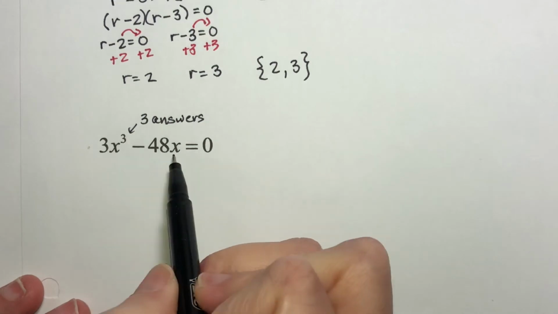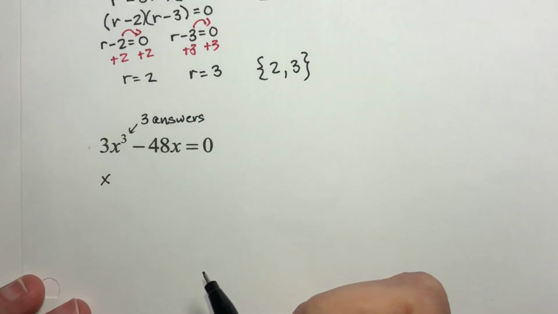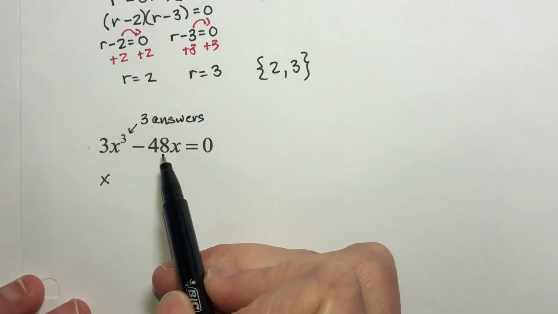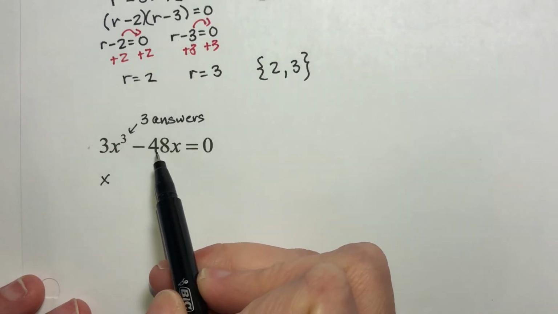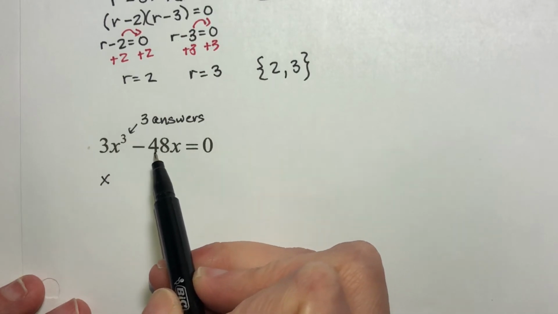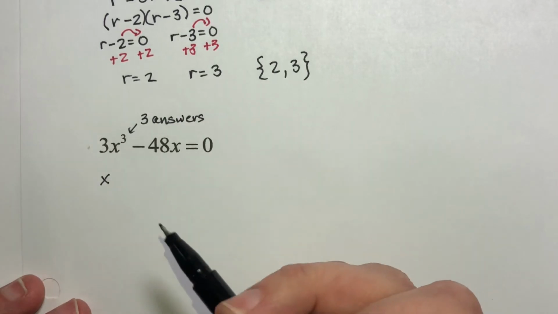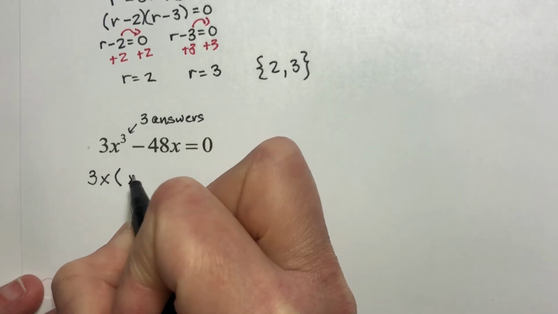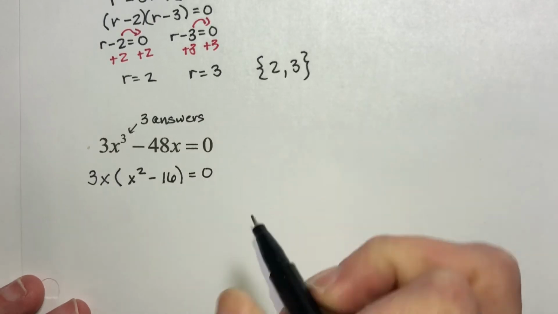All right, so I have an x in both of these. I have the 0 already. I have an x in both of these, so I'm going to be able to factor out an x. I really don't want this 3 there, so I'm hoping I can factor out a 3. And 3 does divide evenly into 48. If you remember your divisibility rules, 4 plus 8 is 12, 3 divides into 12, so 3 divides into 48. So I'm going to factor out a 3x. That gives me x squared minus 16 equals 0.